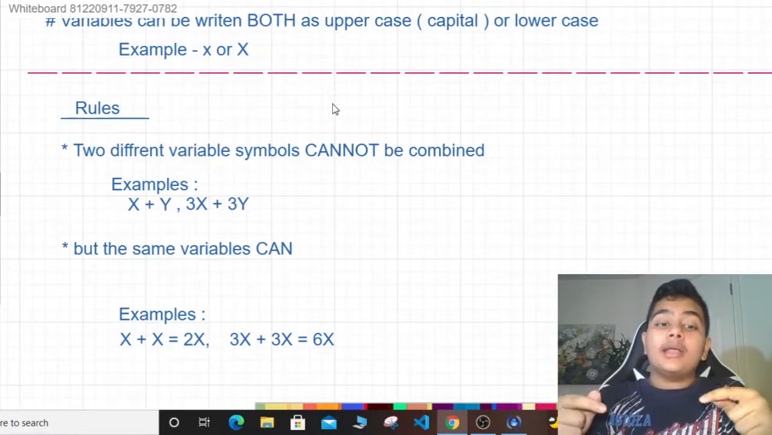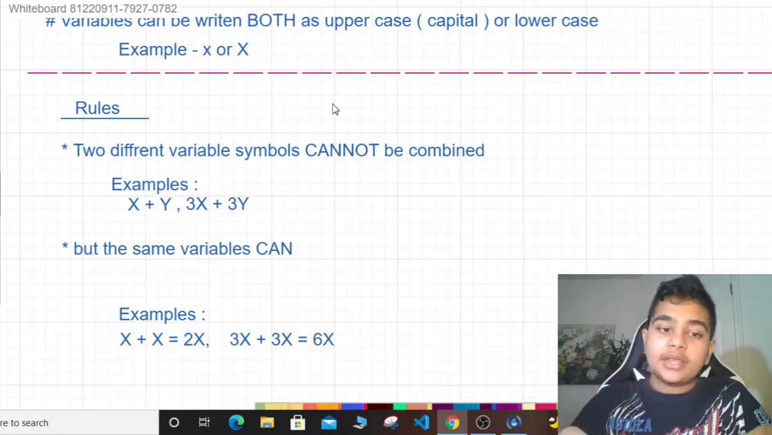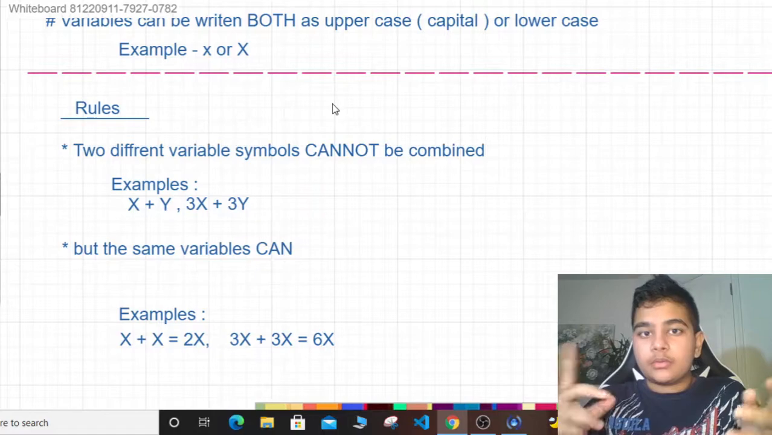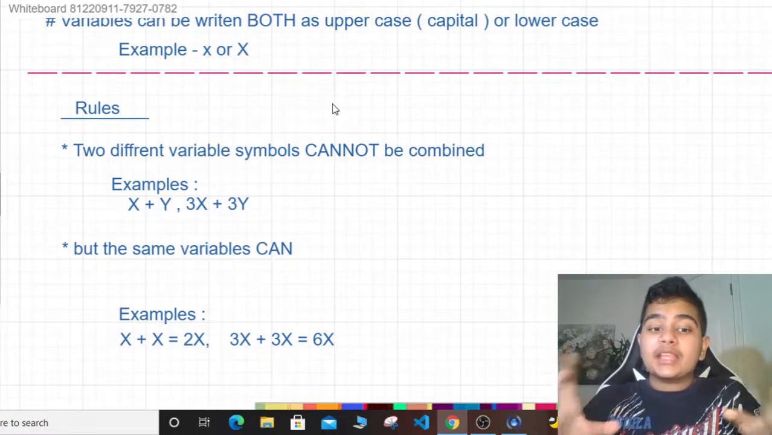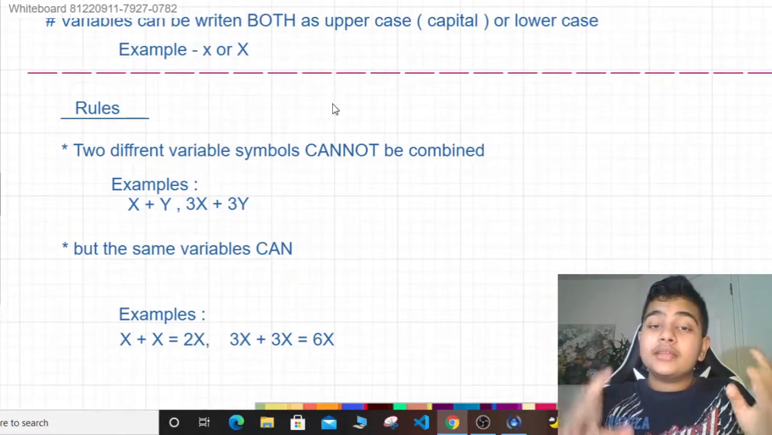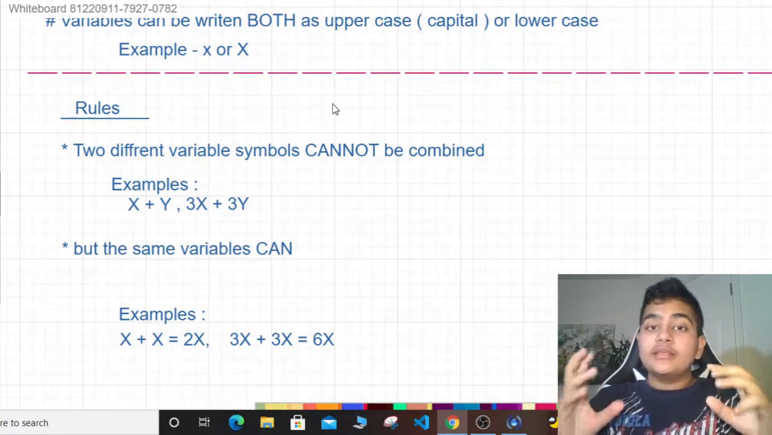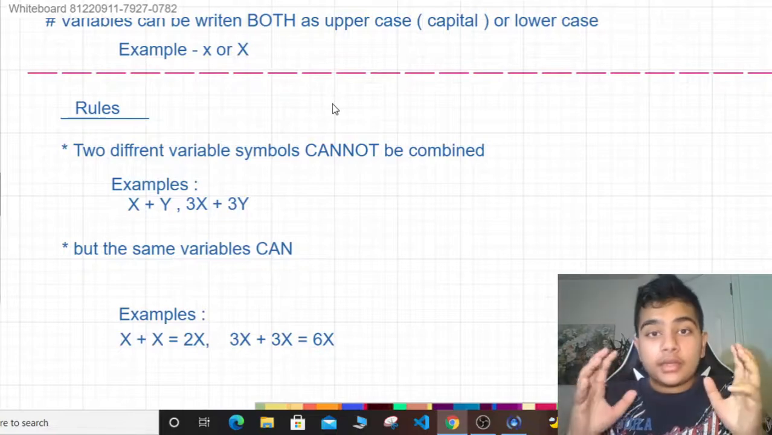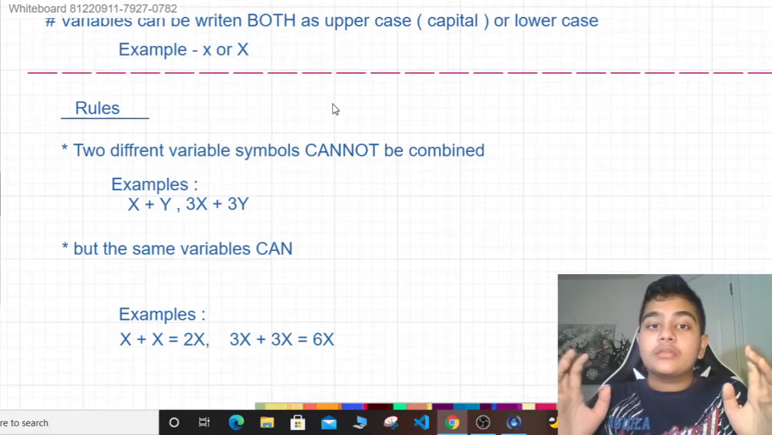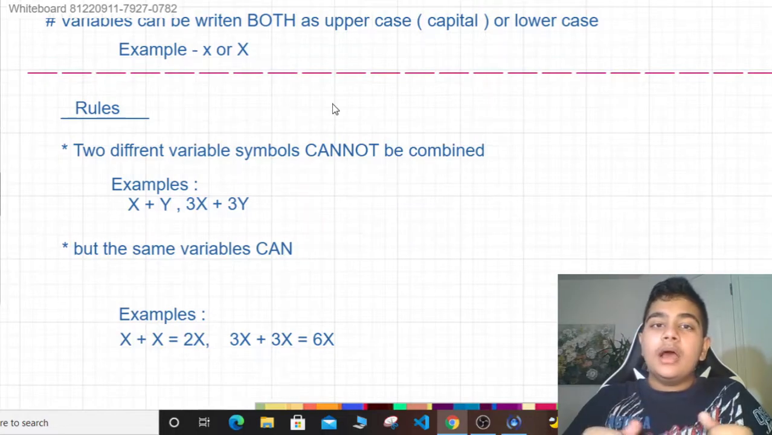x plus x equals 2x, which we said before, each x represents 1x. So x plus x works because they're the same variable. And even when there are numbers in front of the x, 3x plus 3x equals 6x. Same variables can be combined, subtracted, whatever can happen. If they're two different variables, it cannot happen under any circumstance. So that is our general overview about variables.